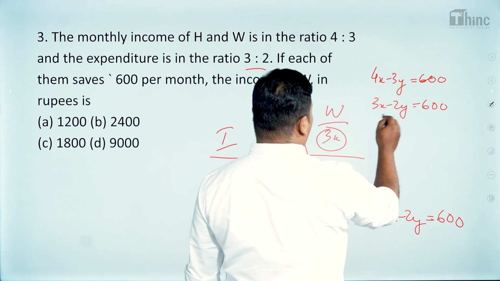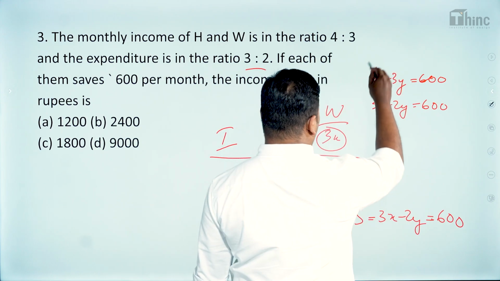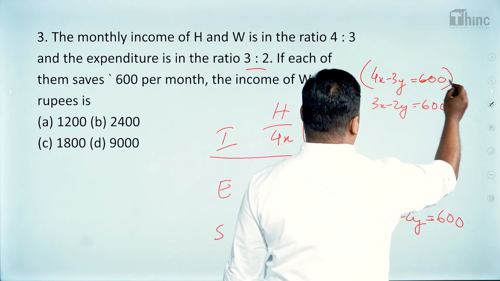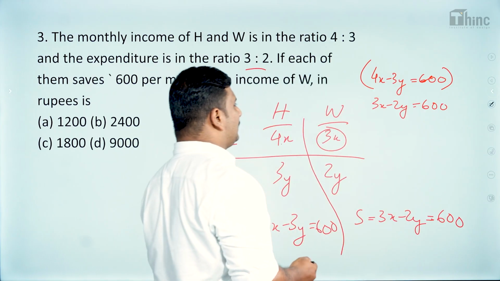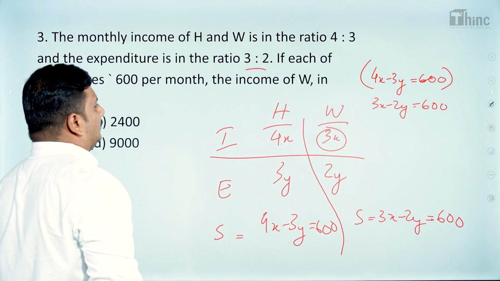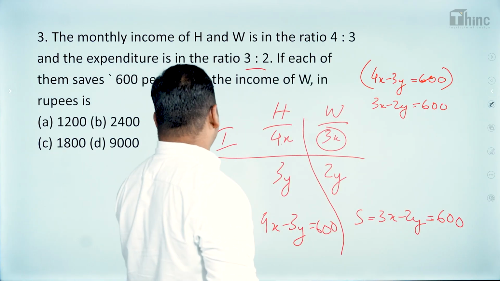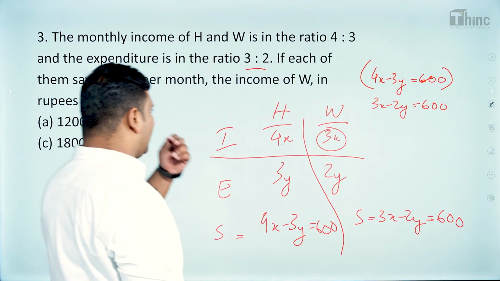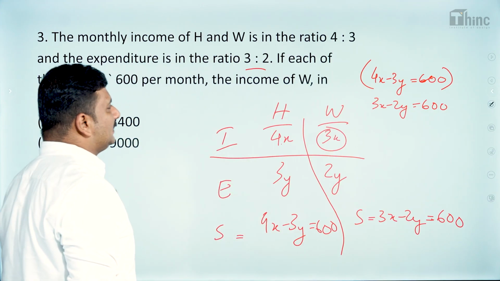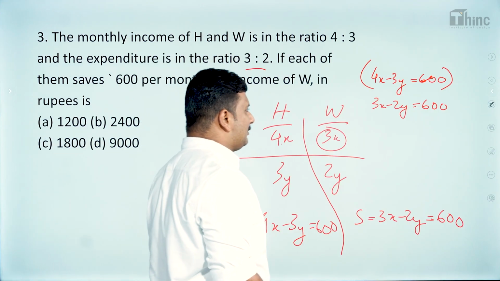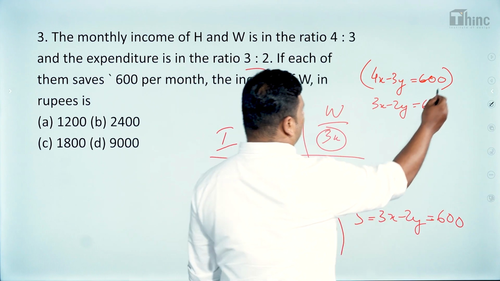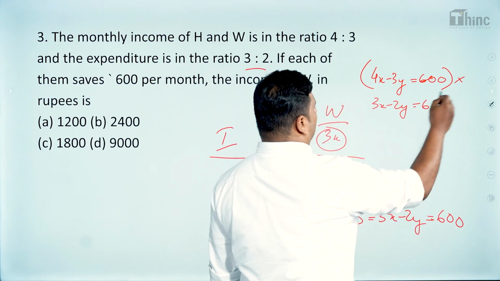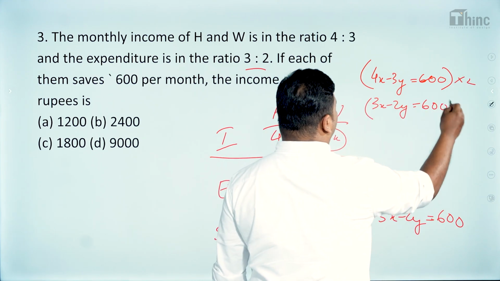So what we can do, we have to make the coefficient of x same in both. So how can we actually solve equations? We can make one of the coefficients same, right? So we just need to find the value of x. So we can make the coefficient of y same in both. So we can multiply the first equation by 2 and second equation by 3.